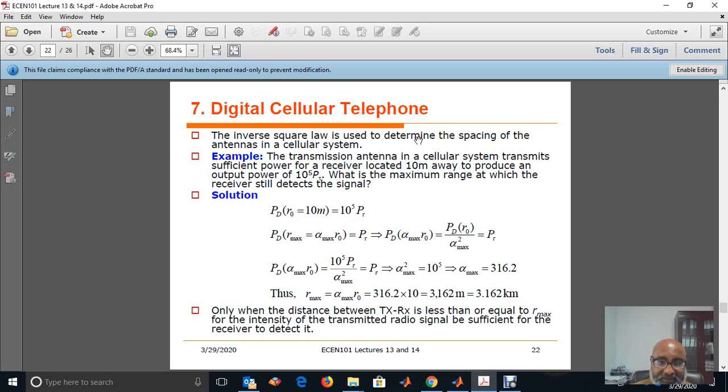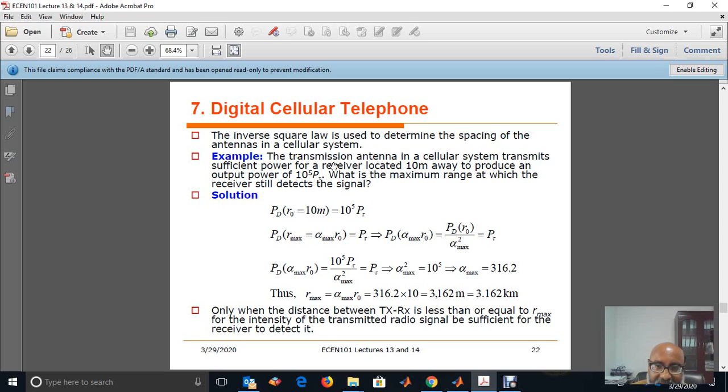Okay, let's talk about digital cellular telephony, the concept of threshold power applied to digital cellular telephones. In the simplest case, the received power from a transmitting antenna, for example, a transmitting mobile phone, can be modeled as following the inverse square law. Inverse square law means the received power is inversely proportional to the distance squared.